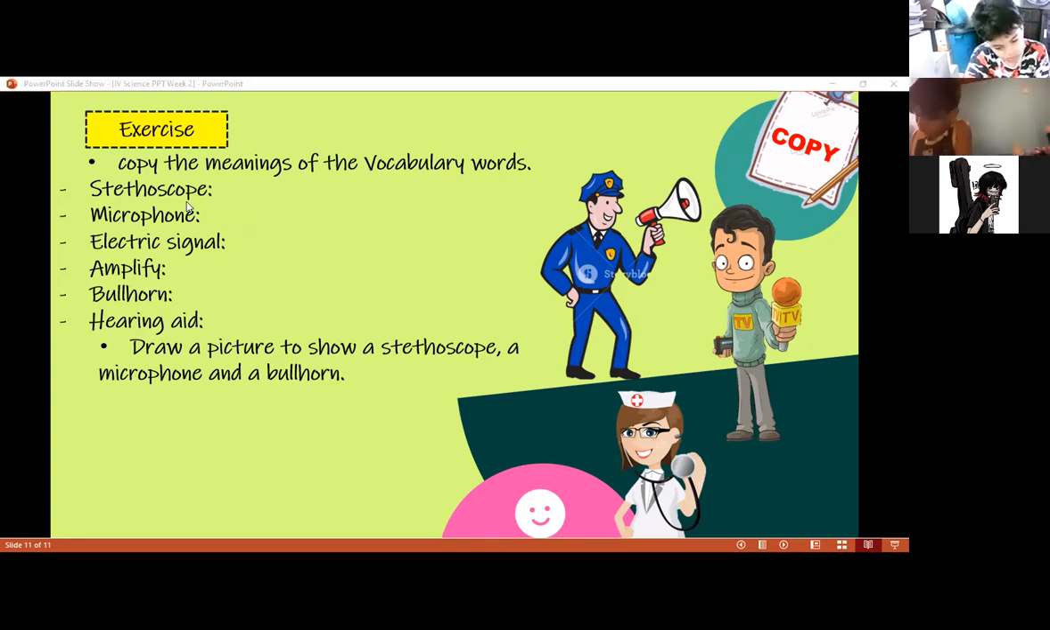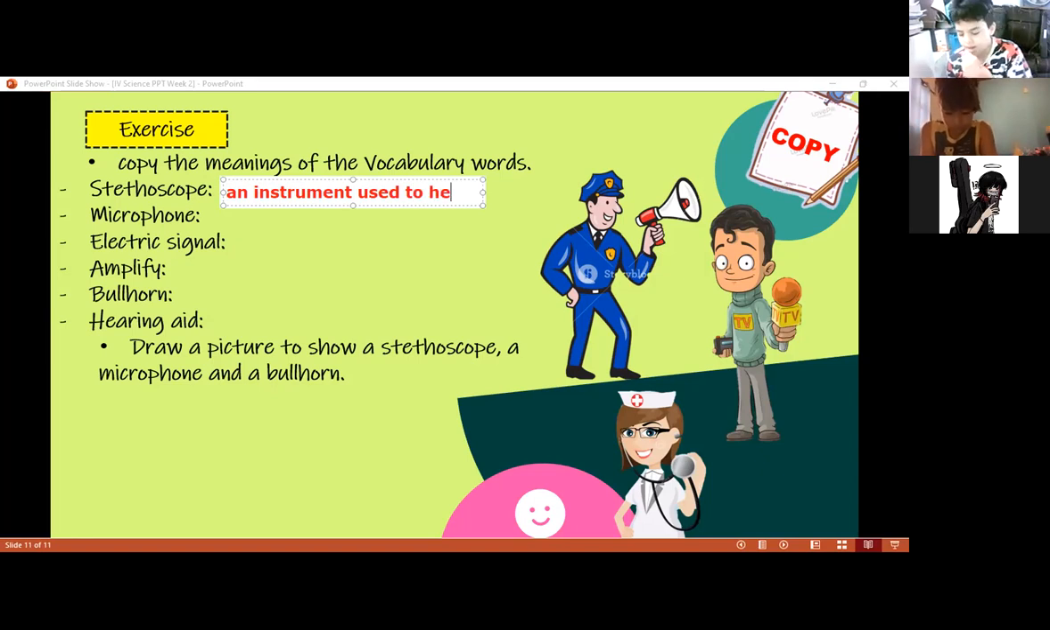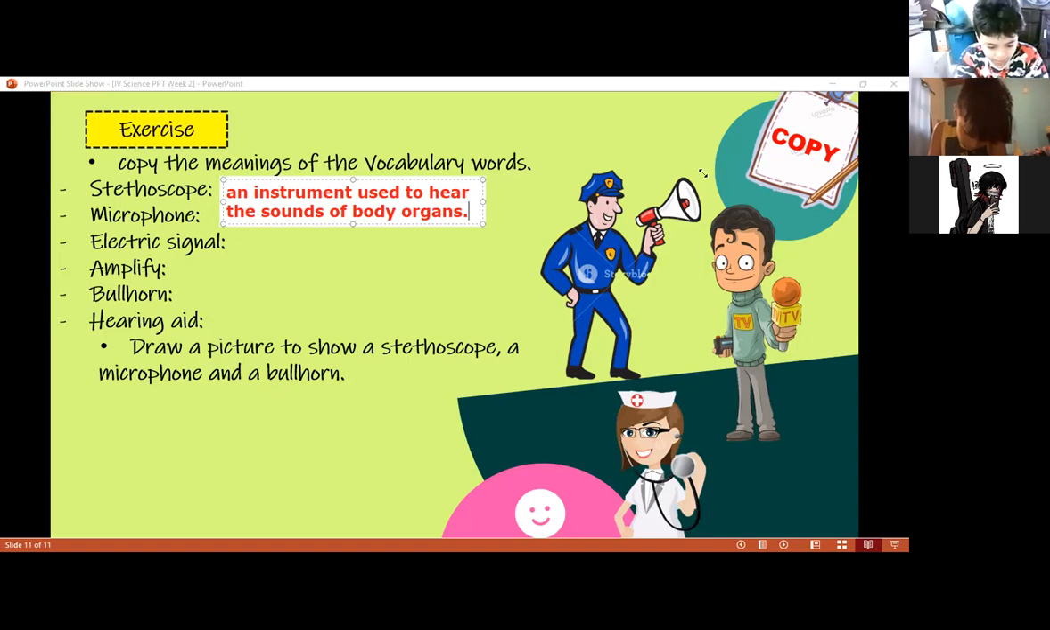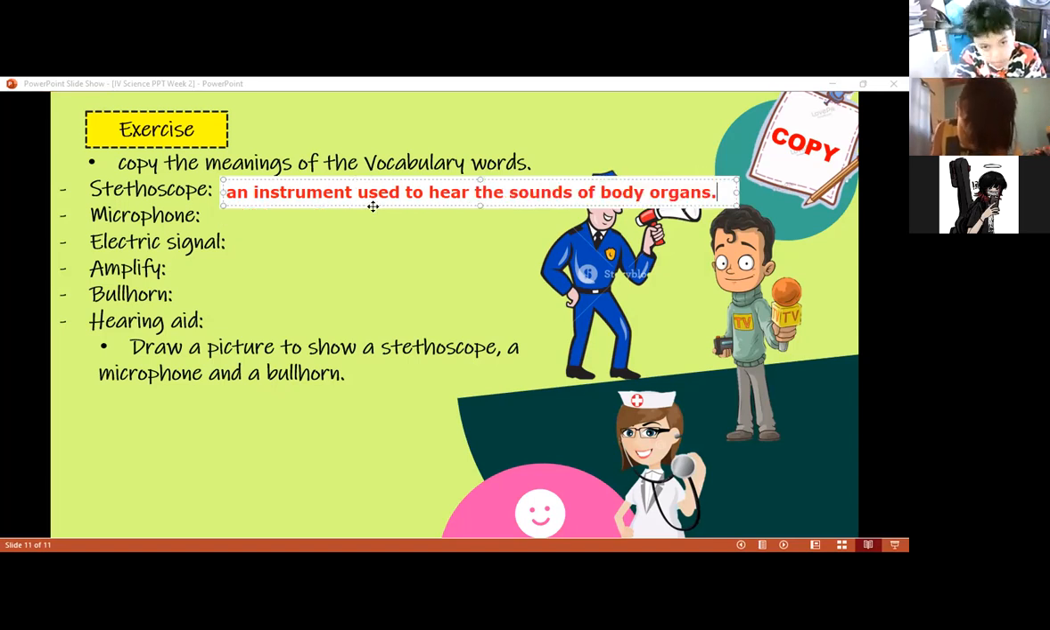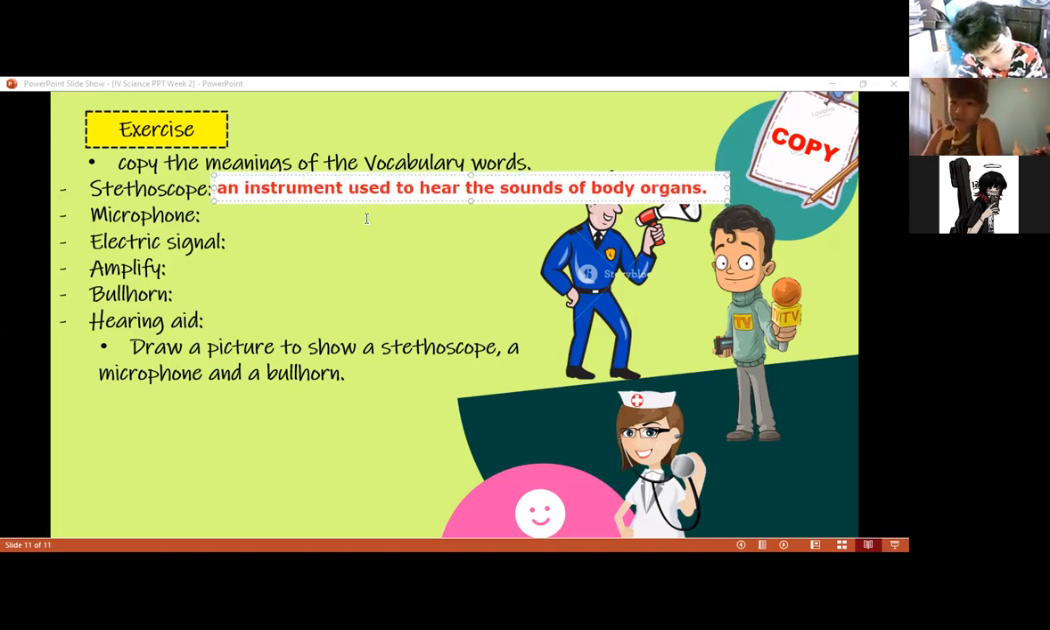What are we going to write? What is a stethoscope, class? Let me write it down here. So I'm not going to change the slide. And a stethoscope, I'm going to write it down. An instrument used to hear the sounds of body organs. Remember that it's used for body organs. That is number one. Number two, a microphone.